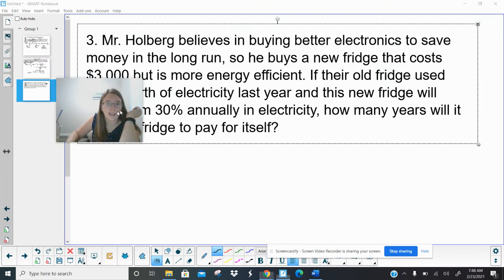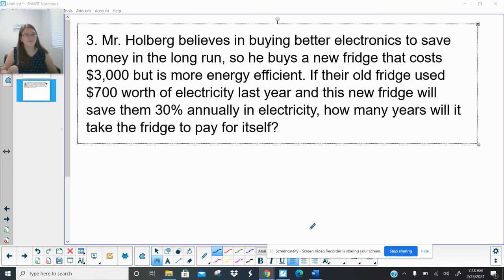Okay, last problem. So Mr. Holberg believes in buying better electronics to save money in the long run. I'm the cheapo, and he is always like, let's buy the next best thing so that it's going to work better for us and we'll actually save money in the long run. Yeah, I know, but I'm so cheap.